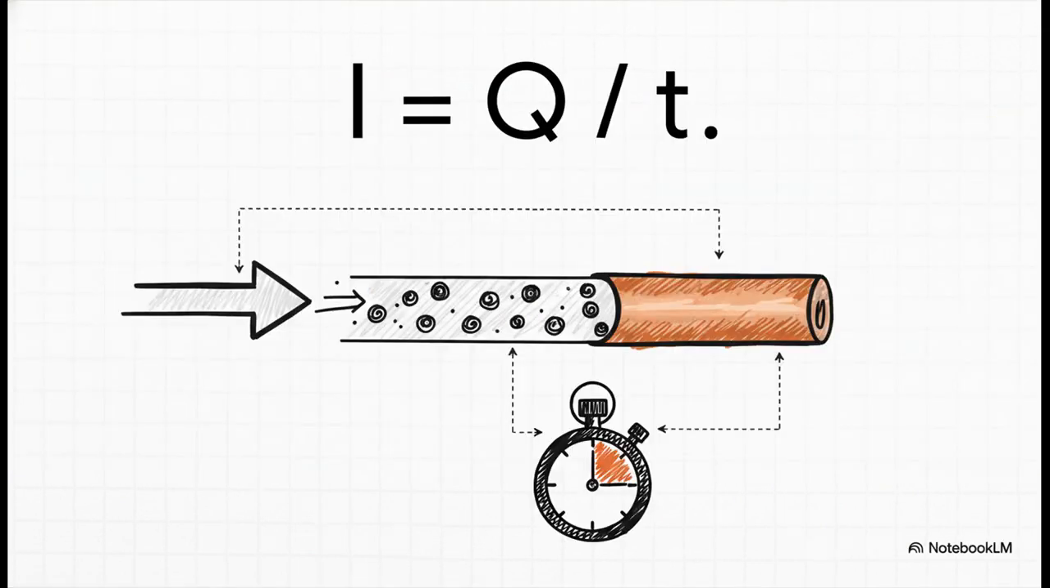We can express this idea mathematically with a simple formula. We say I equals Q divided by T. Here, I is the symbol for electric current, Q is the net amount of charge that flows past any point in the circuit, and T is the time it takes for that charge to flow. So, current is simply the amount of charge flowing per unit of time.